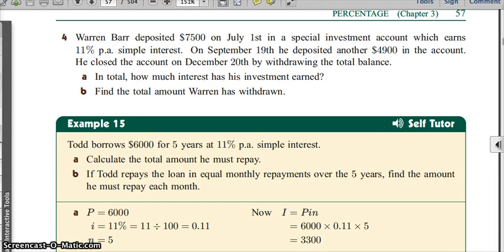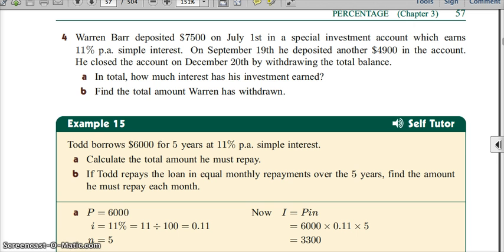Okay. So Charlotte, we're looking at this and we're using simple interest. And so what is the formula for simple interest? I equals PRN, where I equals PRN. What is P? What's P?